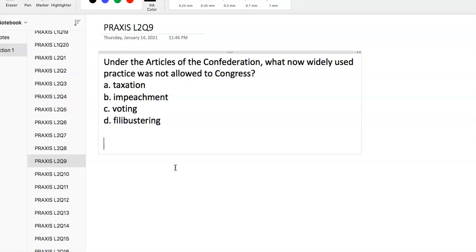Okay, jump into social studies. Under the Articles of Confederation, what now widely used practice was not allowed to Congress? Okay, so you really got to be familiar with the Articles of Confederation. I'm not sure I've seen a PRAXIS elementary ed test that doesn't ask at least one question about the Articles of Confederation, and one of the main weaknesses of that weak federal government was that there was no taxation.